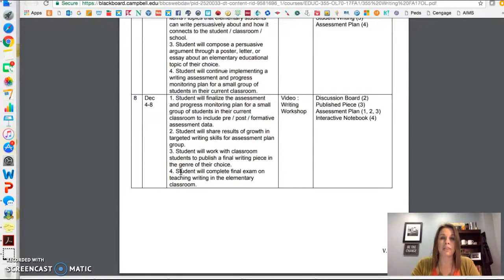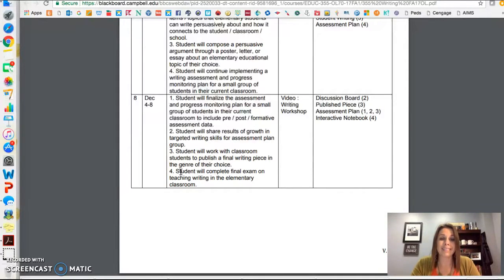But just be gathering as much evidence as you can as you work through your last couple of weeks with your group. We're going to have a format where you can share the results of your plan. So that will be a discussion board piece where you're able to share how your small groups went. And then hopefully, in your classroom, you'll be able to have students publish a final piece. It could be in your small group, or something that you and your classroom teacher partnered on. And that published piece will be something that you'll upload as well.